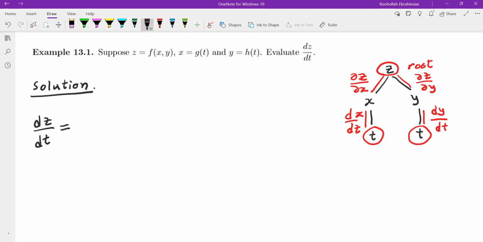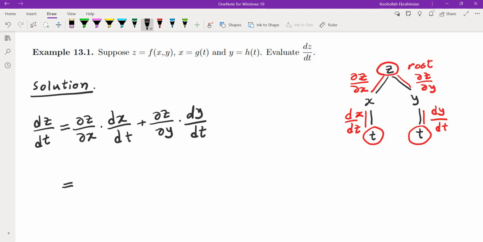So here is how the chain rule works. We are going to go along each of these paths. We are going to write down the derivatives and multiply. So in the first path, we get partial of z with respect to x times derivative of x with respect to t. Along the second path, we get partial of z with respect to y times derivative of y with respect to t.